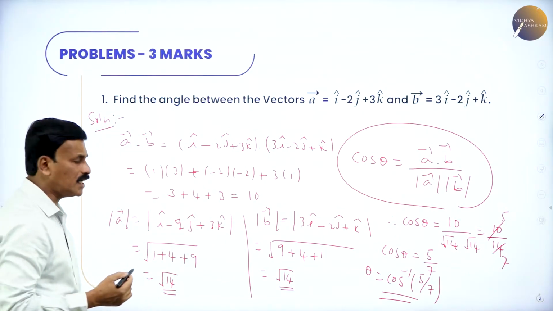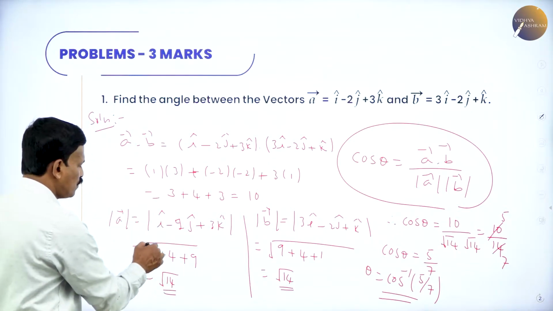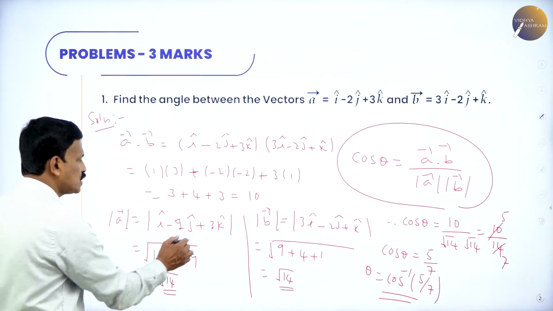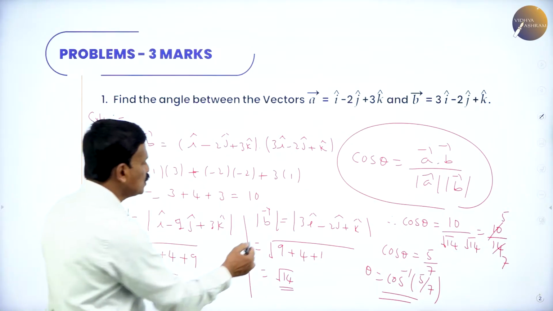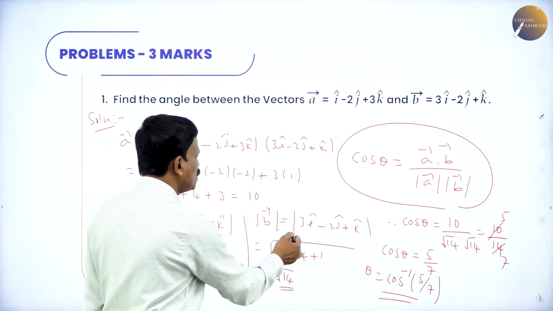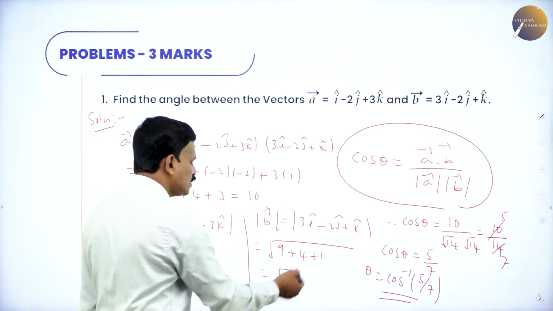Again, length of A and length of B. Length of A is equal to the magnitude of vector A. So root of 1 square is 1, minus 2 square is 4, 3 square is 9. 9 plus 1 is 10, plus 4 is 14. Similarly, the magnitude of vector B: 3 square is 9, 2 square is 4, plus 1 square is 1, that is root 14.